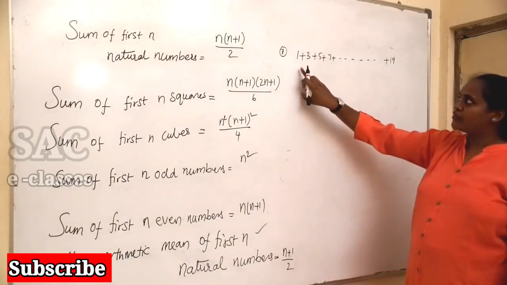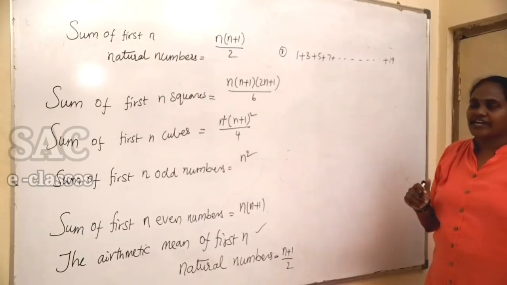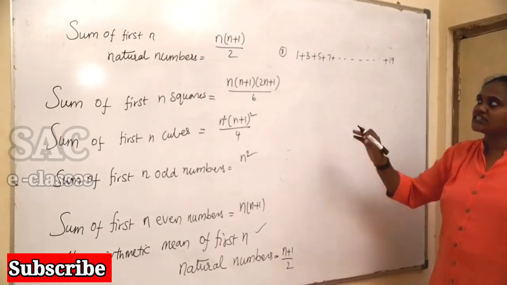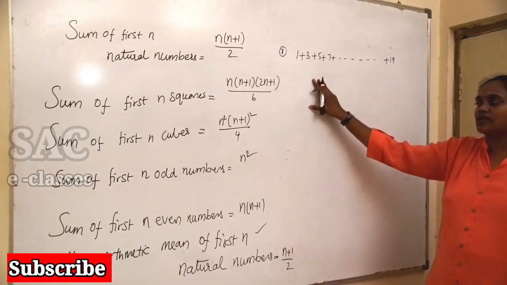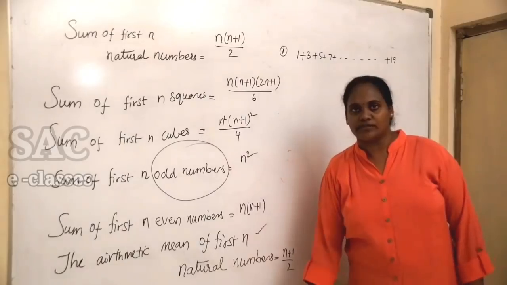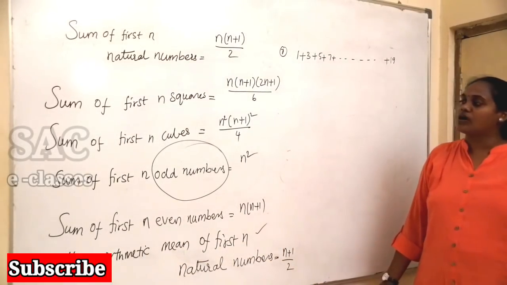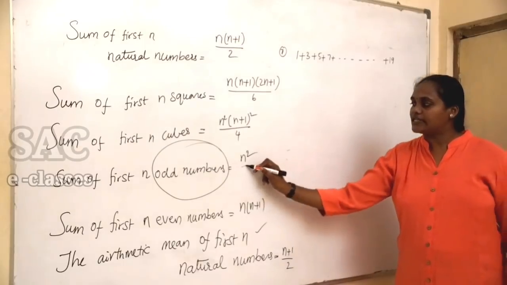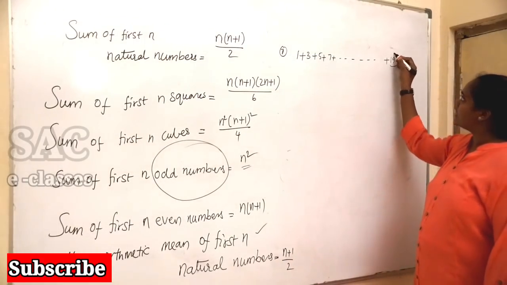Now I want to find the sum of these numbers. Have you observed what kind of numbers these are? Yes, these are natural numbers. Are these consecutive natural numbers? No, these are consecutive odd natural numbers. What is the sum of the first n consecutive odd natural numbers? It is n square. So, how many are there?